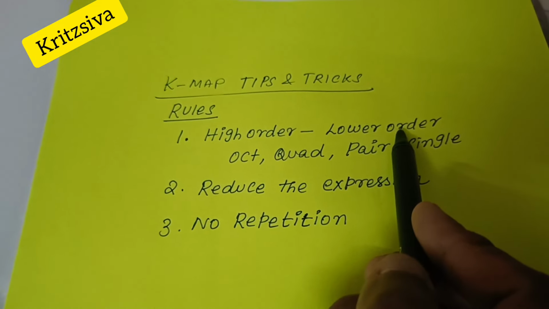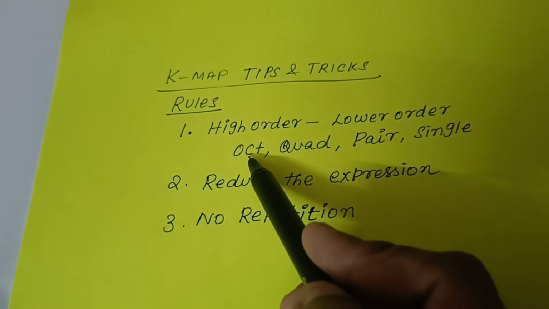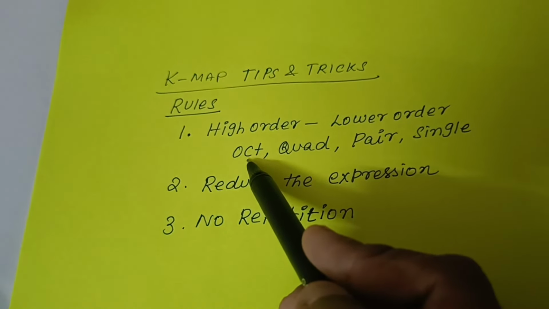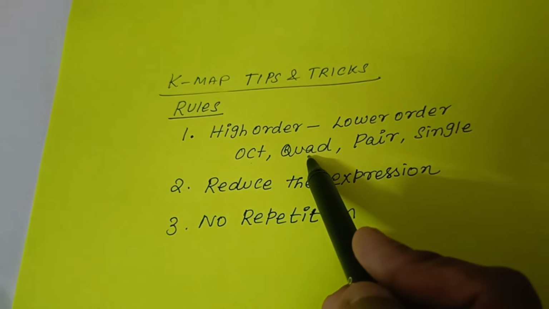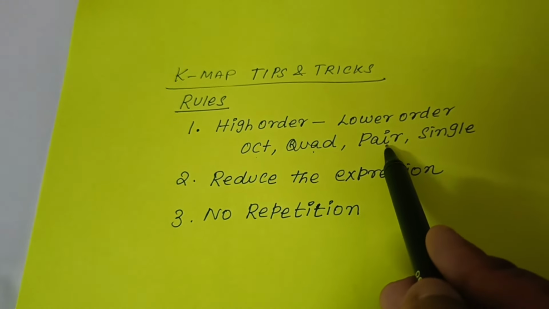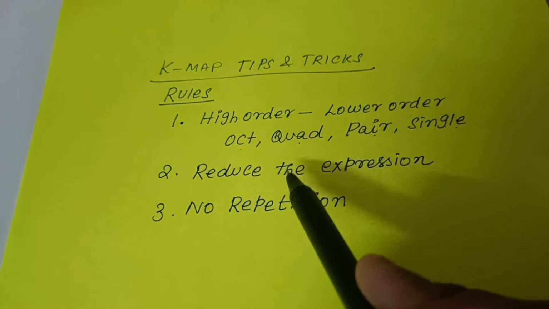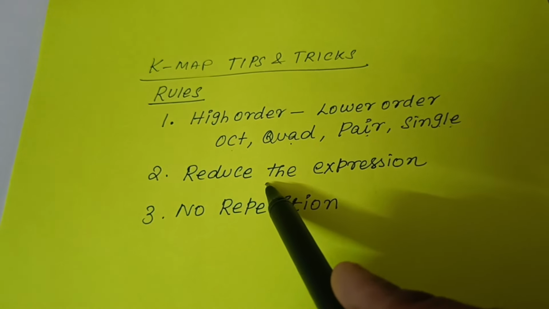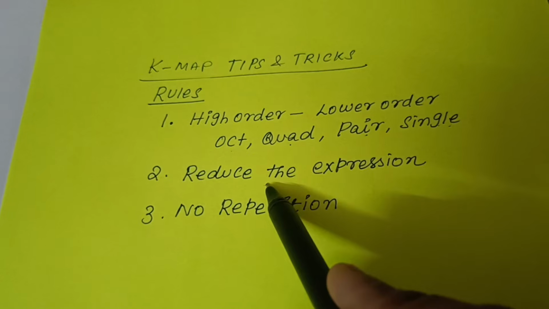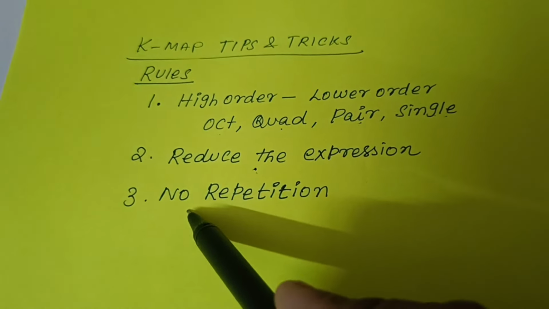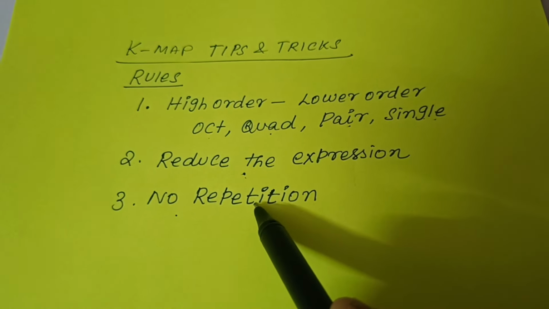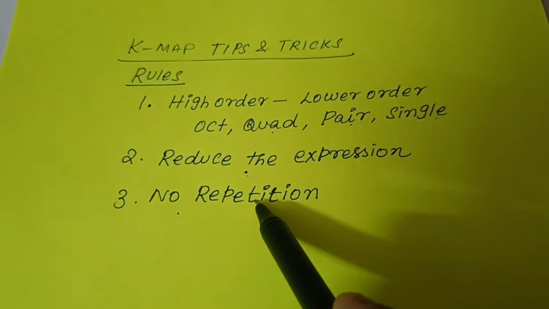Good morning everyone. This is a video about Kmap tips and tricks, and these are the rules you have to remember. The first one is higher order to lower order, which means you have to group it according to oct, quad, pair and single. The second rule is to reduce the expression. Last video we had discussed how to reduce the expression. And the third one is no repetition. Now let's see an example of each of these, one by one.